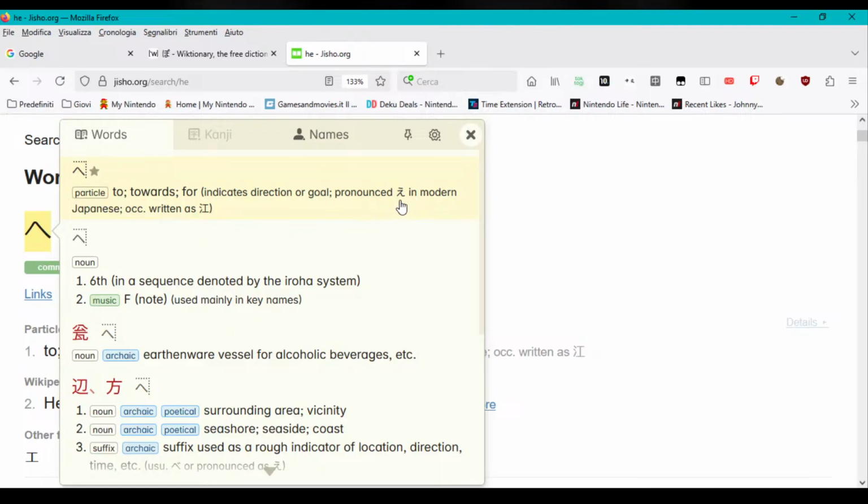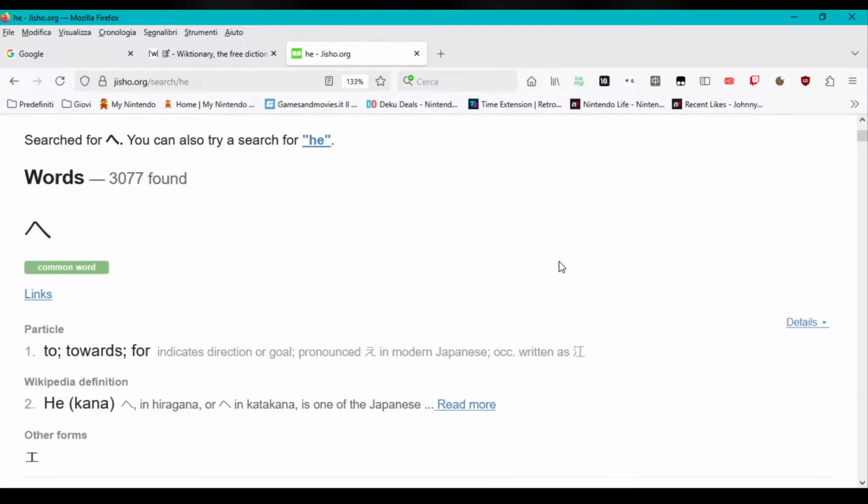Pronounced e, as we can see in modern Japanese, it indicates direction or goal. I'd say more direction, because, as we have seen, another particle that also means direction, in the sense of to, towards, is ni. But the difference is that e is more the direction, and ni more the destination.